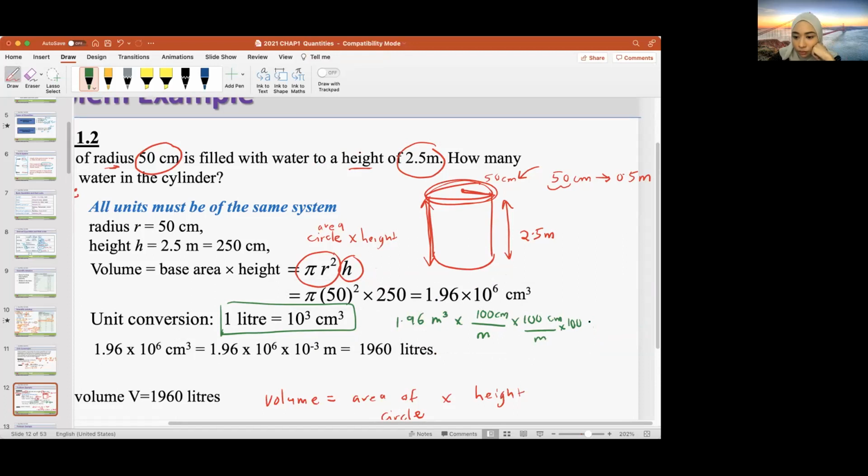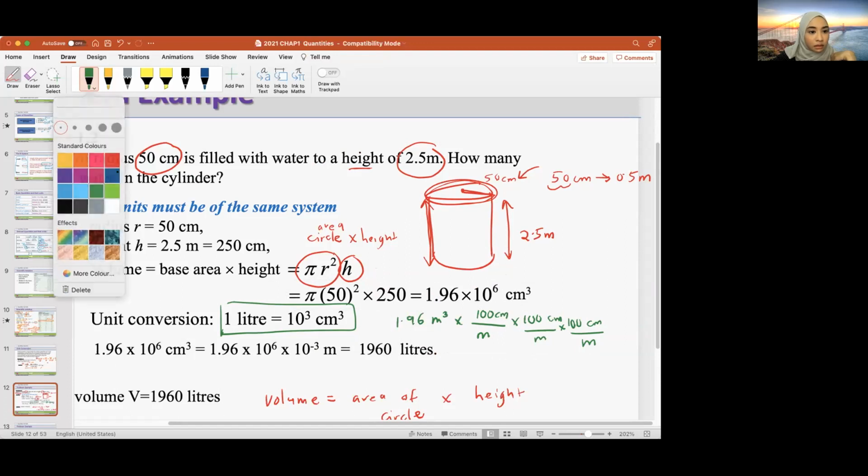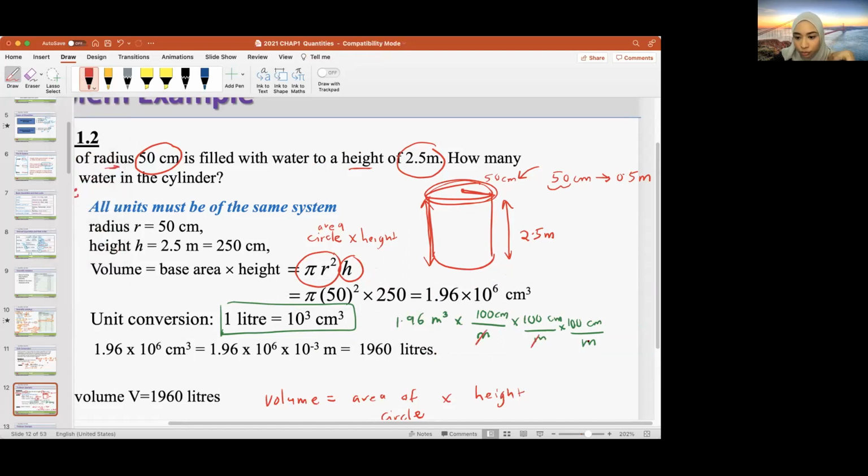Okay, back to this. 100 centimeter over meter. Is it enough to cancel out all the meter? Yes, so cancel out 1, 2, 3. So now I have 1.96 times 100 times 100 times 100 centimeter cube because 1, 2, 3. So I will get the answer as 1.96 times 10 to the power of 6, because I have 6 zeros, 1, 2, 3, 4, 5, 6. 10 to the 6 centimeter cube.